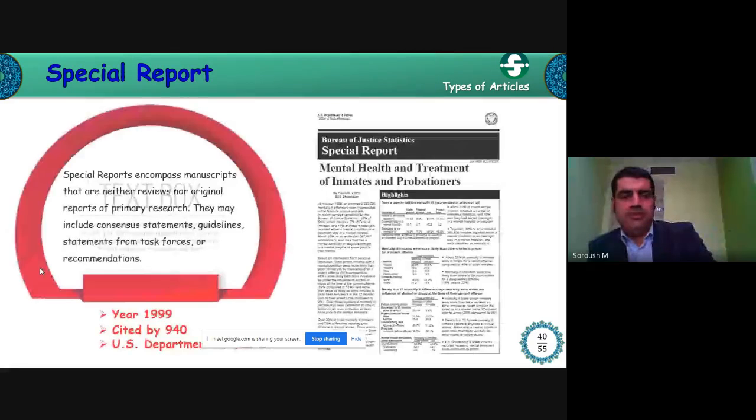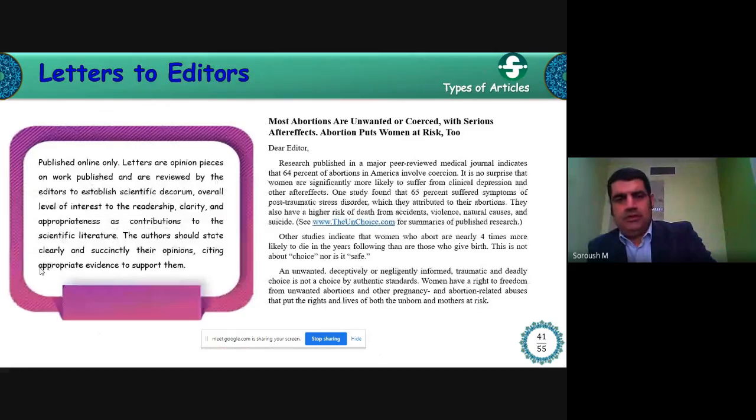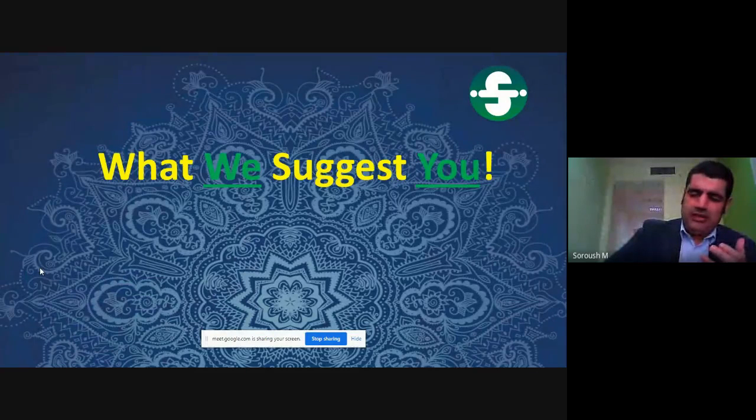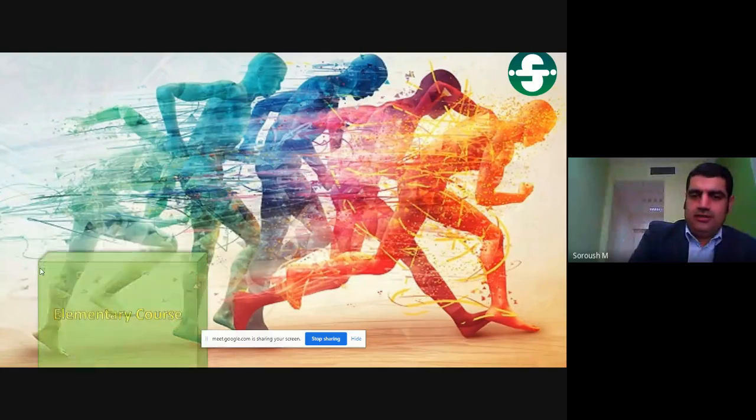Special report is another kind of paper, letters to the editors, and we can see that we have a lot of choices, but we should know the structure of each kind of paper, so as to be able to design and orchestrate the best scenario and story for our research work. So what we suggest you, this is a very technical work, and you may need someone to supervise what you do, we suggest you participate in some courses provided in our group.